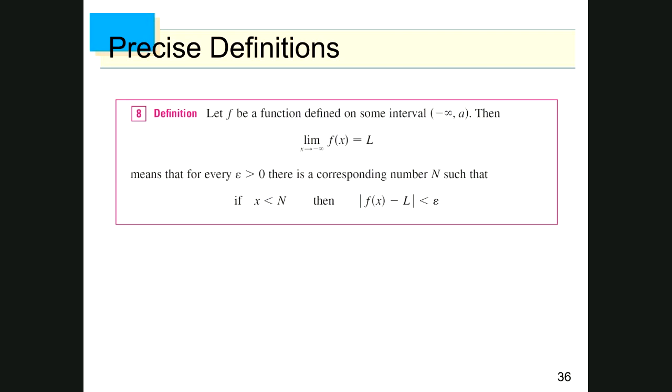And now when the limit is approaching minus infinity, the only thing that changes is that now your x has to be less than N, all right? Not greater than N, it has to be less than N. Please don't forget this, because if you swap them around, when I ask you minus infinity and you use greater than, then you're doing the wrong thing. It's not going to work.